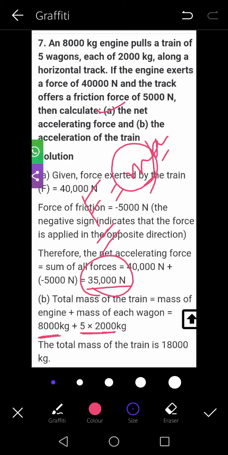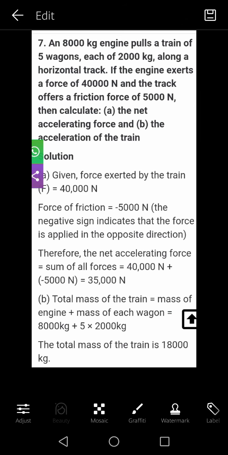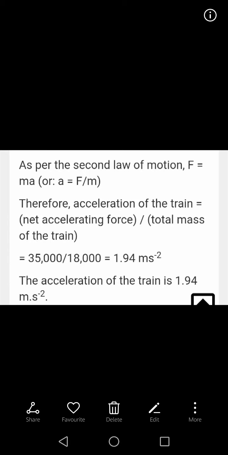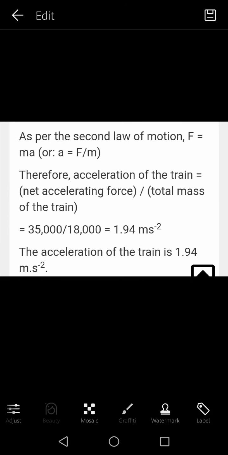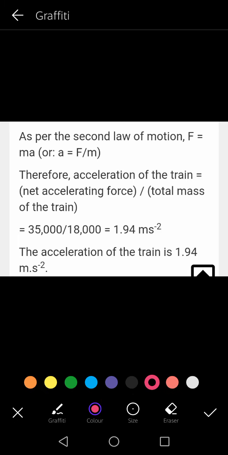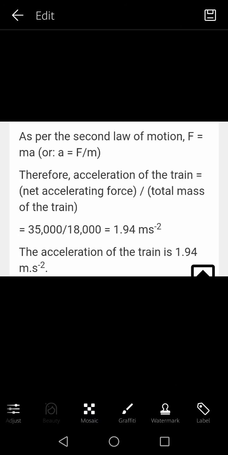So what will be the acceleration? Easily we can find it out. Just a second. So this is done here, with the formula F equals ma. If we use F equals ma, then a will be F by m. F is 35,000, m is 18,000, so the value comes as 1.94 meter per second square. So this is the required acceleration.